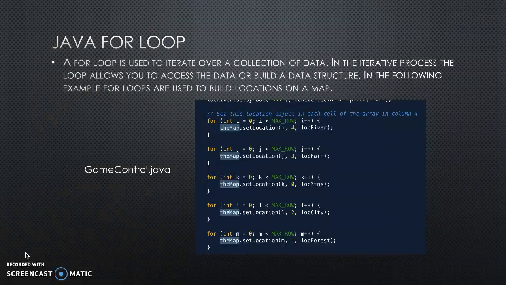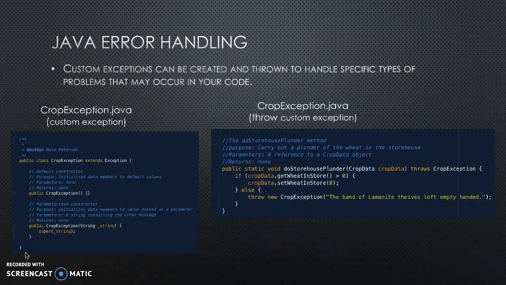In the example here, we have the GameControl class where we're setting up the map, and we're populating the map with map features like rivers and farmland, mountains and cities and forests and so forth. And so we loop over each of those features to populate the map grid with those land or map features. And so that's how you do that with for loops for each of those items.